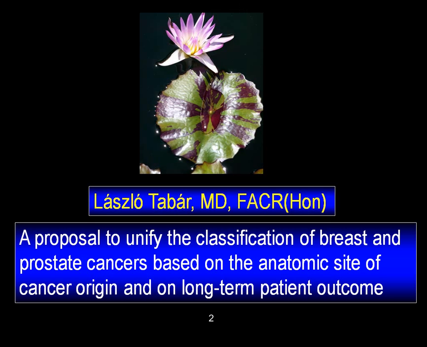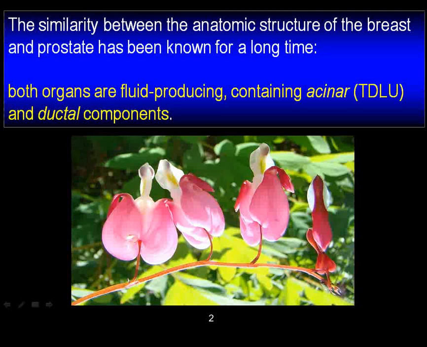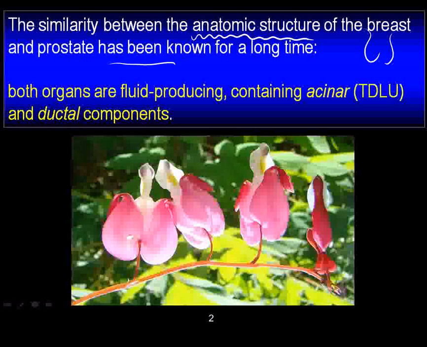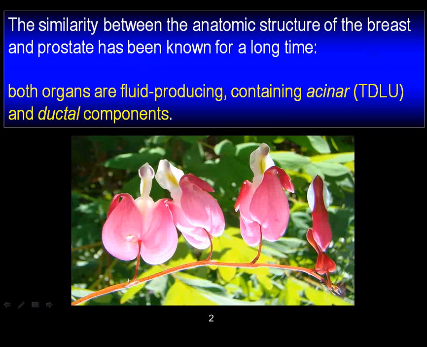We come up with a proposal to unify the classification of breast and prostate cancers based on the anatomic site of cancer origin. Let me involve you in this. When we studied anatomy, urology, we heard this sentence that the anatomic structure of the breast and the prostate are similar. What do they mean? Did they mean pathology too? Benign, malignant? But I'm going to fill in this sentence because it's true.